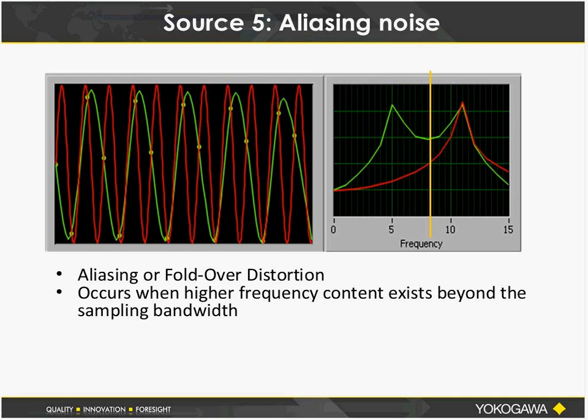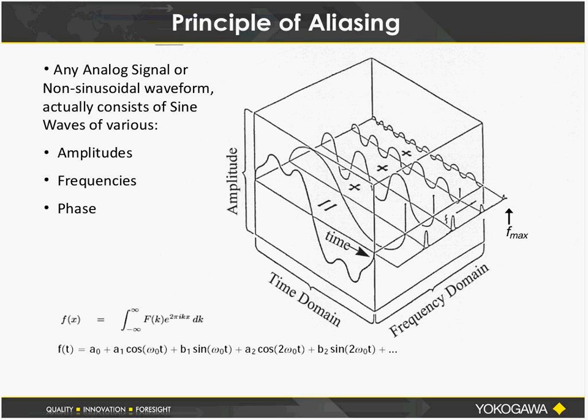Okay. The next topic we're going to talk about is a little bit deeper, but I'll try and cover it quickly. It's called aliasing noise, and this is also referred to as fold-over distortion. And the concept here is that you have some noise that's introduced when you try and measure a signal that has higher frequency content than you're capable of measuring. So that higher frequency content is going to come back into your measurement and appear as noise. Let's take a look at how and why that happens.